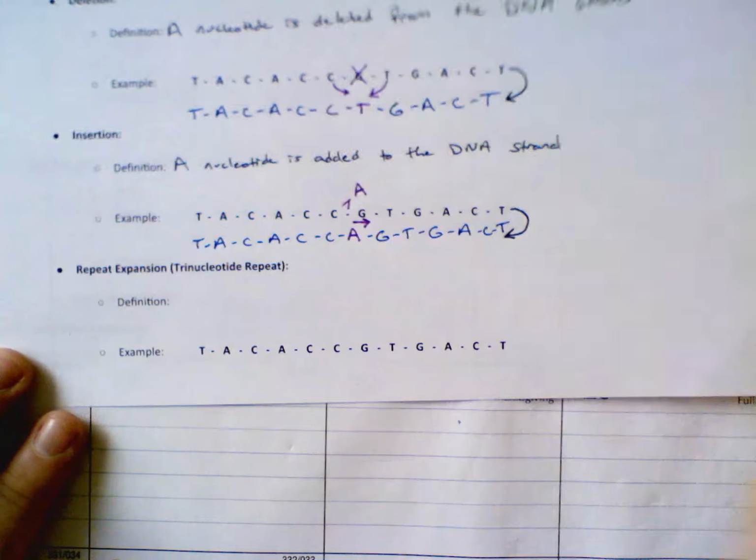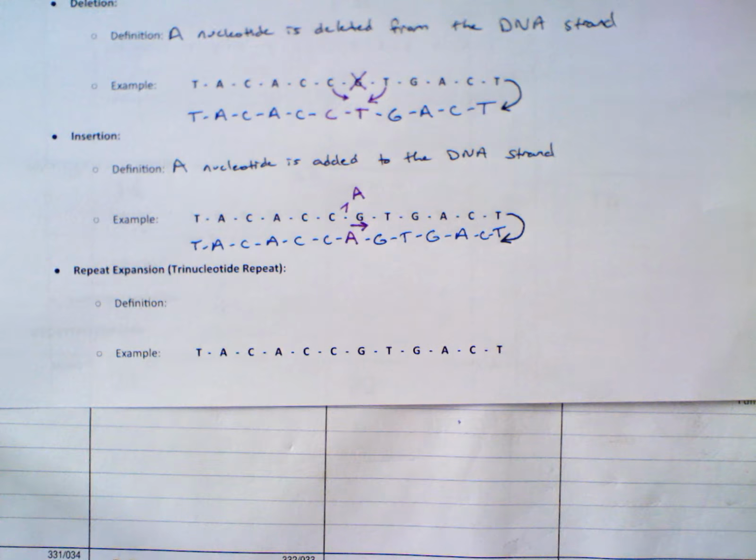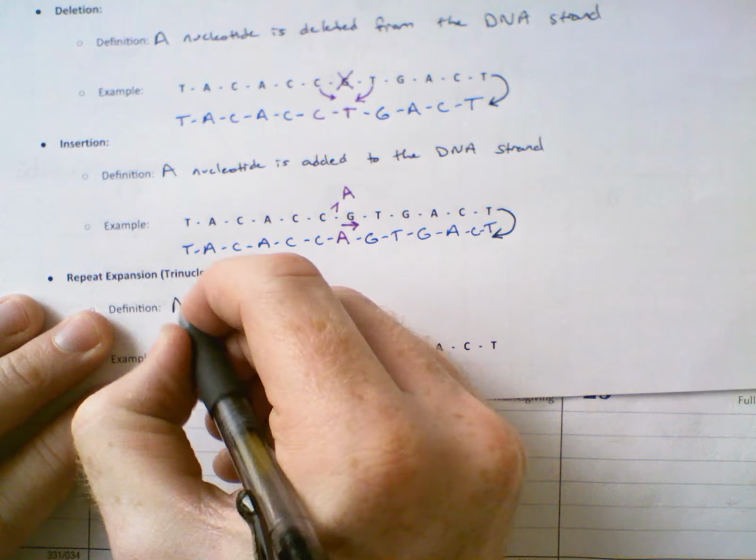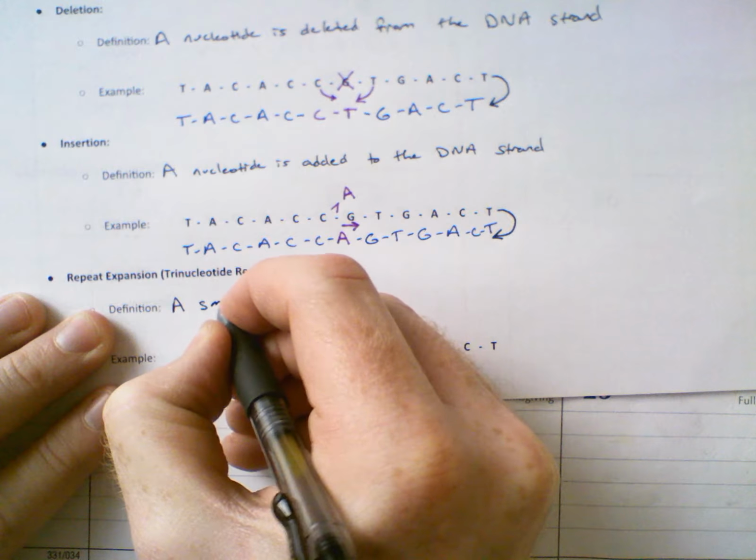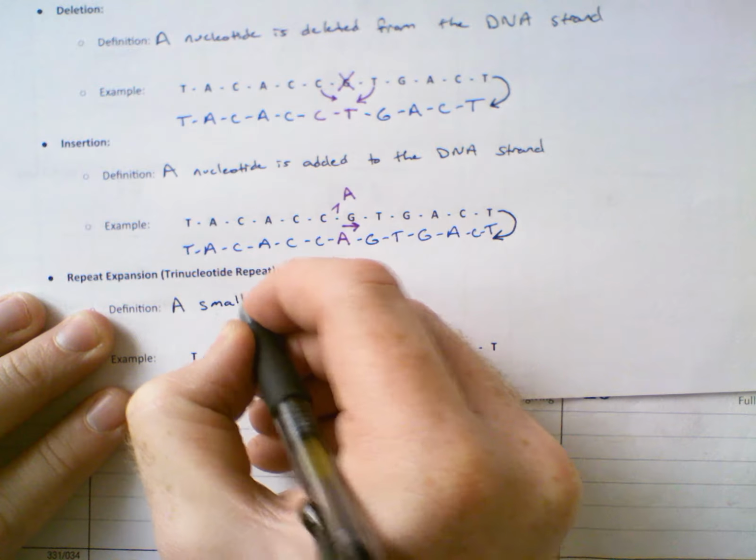Okay. Next up would be a repeat expansion. These get a bad rap for being really confusing, but I think it's because people don't understand why they occur. Tomorrow we'll watch a really short video at the beginning of class that shows you how a repeat expansion actually occurs. But basically, you get a small segment of DNA that just gets repeated on a chromosome.